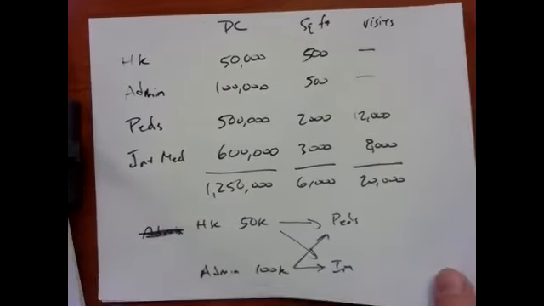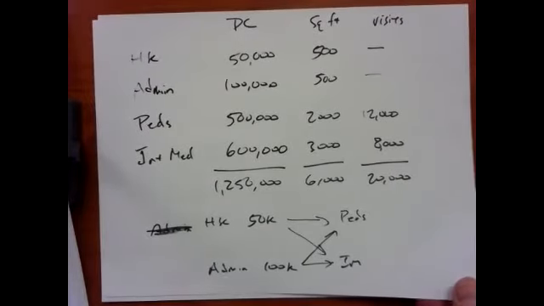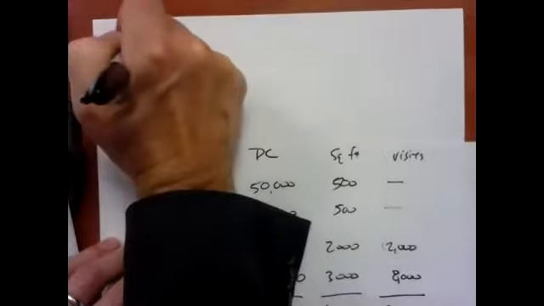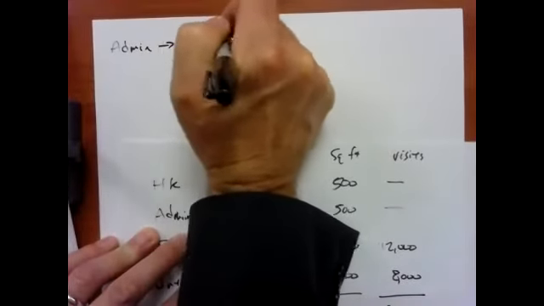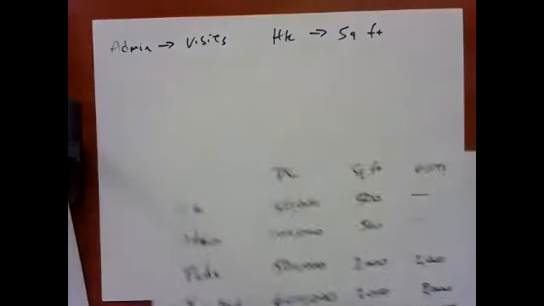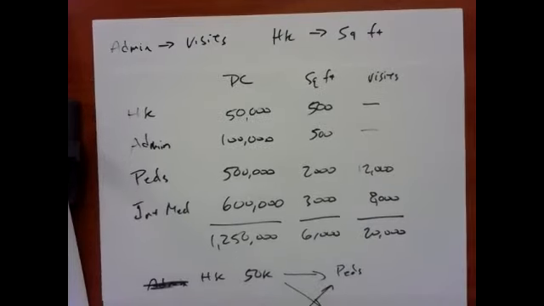So let's assume then that admin uses visits as its driver and housekeeping uses square footage. Okay, so we're going to use visits for admin and square footage for housekeeping. Now, remember what we said. Let's start with, well, we can start with admin. That's the easier of the two.